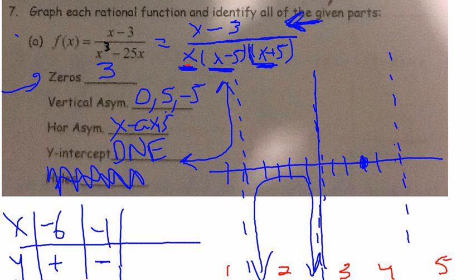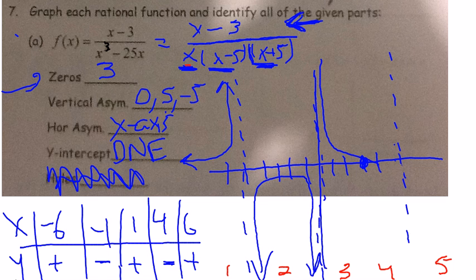I'm going to test 1. You get that it's positive. I'm going to test 4. You should get that it's negative. And I'm going to test 6, and you should get that that is positive, which has me go like this, and then like this, and then like that. Hopefully you feel pretty good with these.